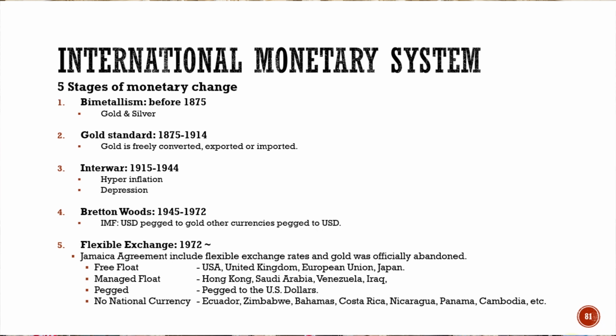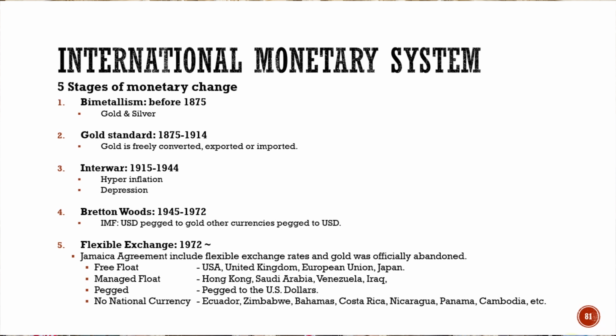The international monetary system has had 5 stages throughout its history. Before 1875, bimetallism was used. That's when gold and silver were used as currency. The traditional gold standard between 1875 and 1914, or the beginning of World War I, is a period of time when gold was freely converted and exported or imported between nation states. It was also a period of time when the world saw a great amount of international trade.